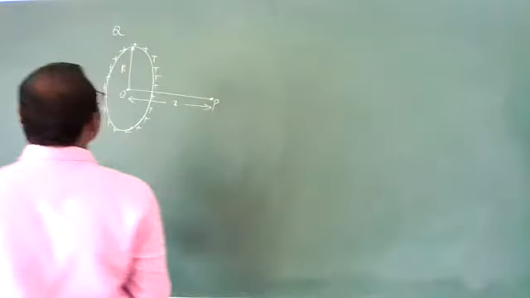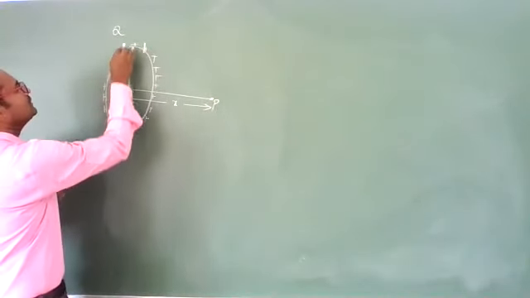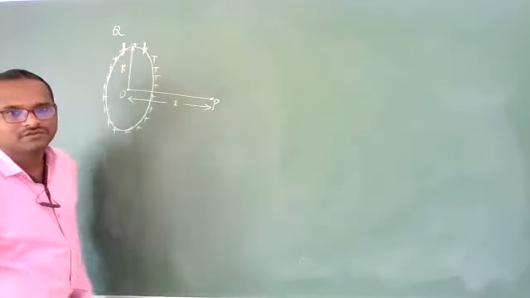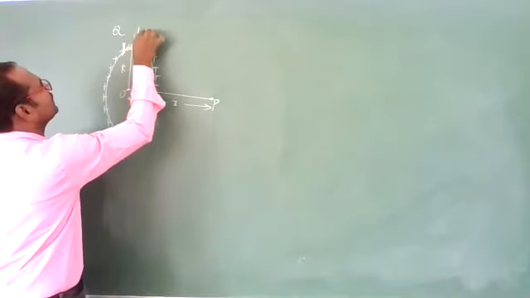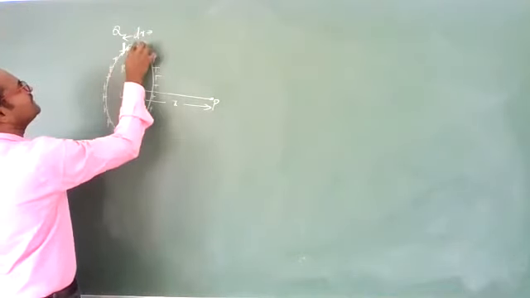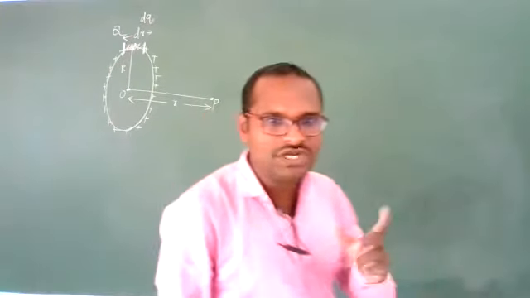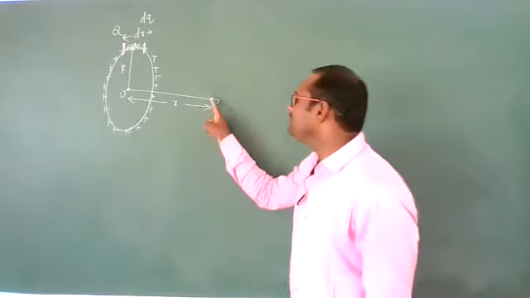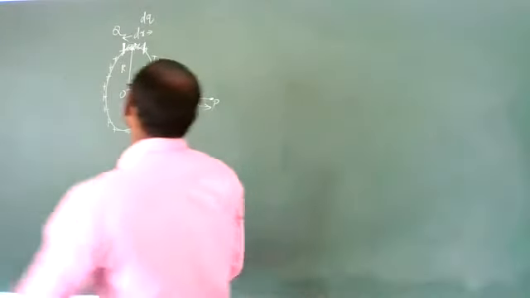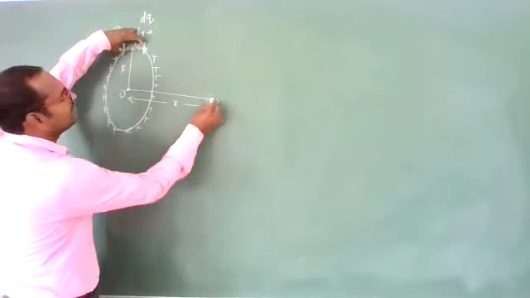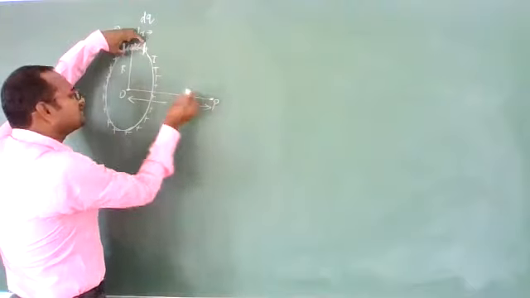I am dividing it into parts. This part has length dx. In this length dx, a charge dq will be there. Due to this charge dq, how much electric field will be there at point P? We need to find it. So this element, from point P, at what distance is it?